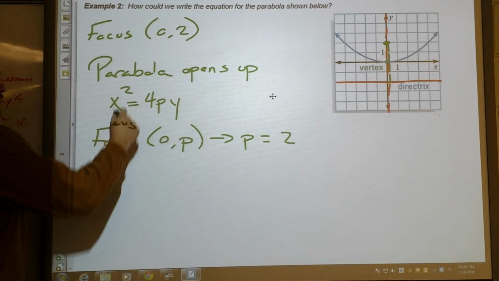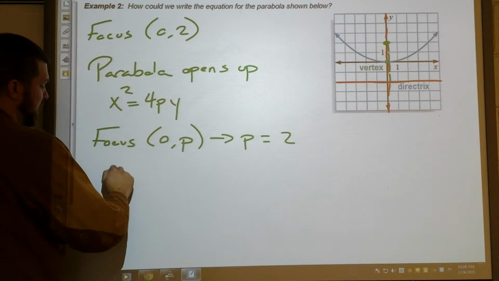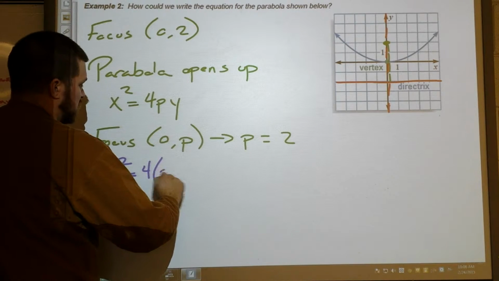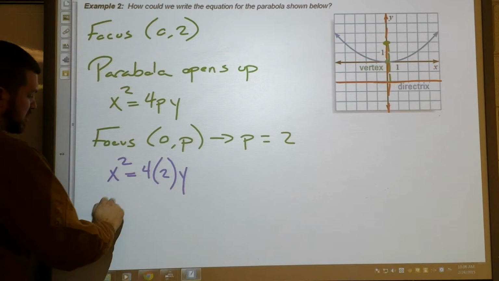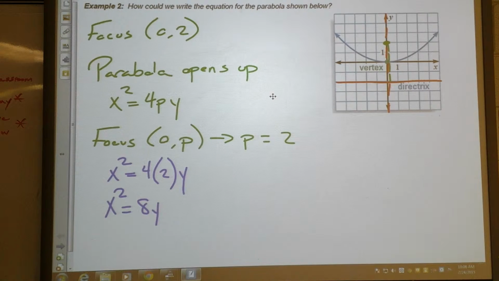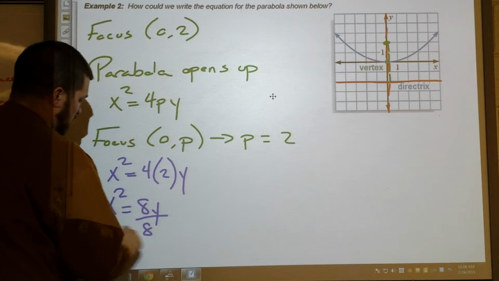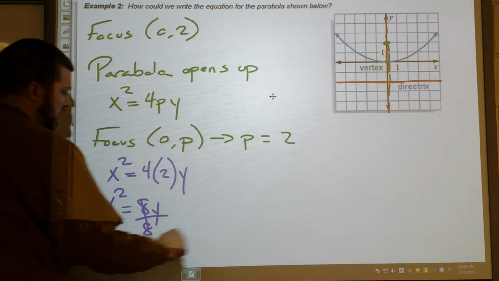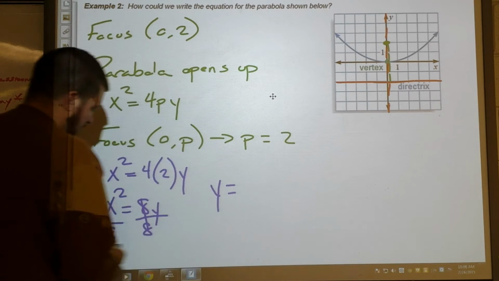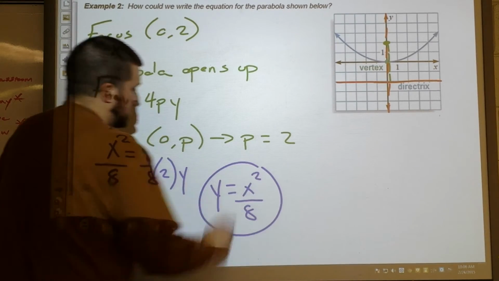Well, now all we're going to do is plug into our pattern. And so we find that the equation for this parabola is x squared equals 4 times 2y. So x squared equals 8y. All right, well, we want to be able to graph this as much as possible. So in our calculators, to graph, we must have y by itself. So I'm going to go ahead and get y by itself by dividing by 8. Cancel out, so y equals x squared divided by 8. And that's the equation of our parabola.